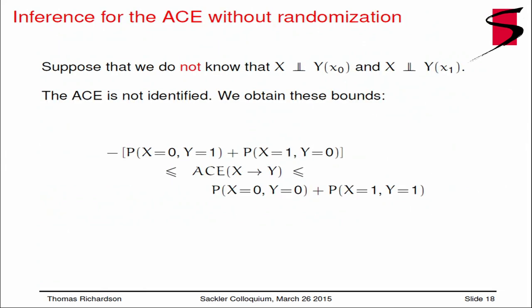Okay, so let's now drop randomization. If we drop randomization, we then get these bounds. We get very simple bounds on the average causal effect. And this is a sort of good news, bad news story. The good news is that we can learn something about the average causal effect from our observed data. But the bad news is that these bounds are always going to include 0 because they're always going to have width 1.